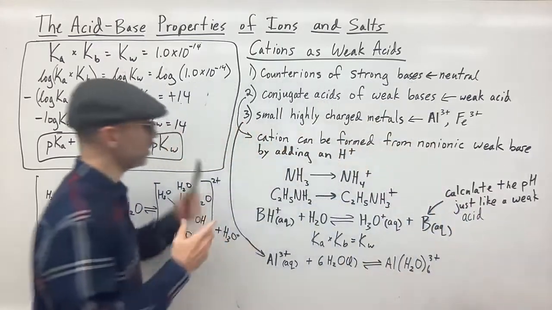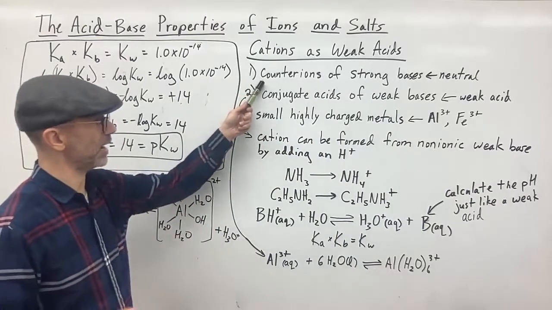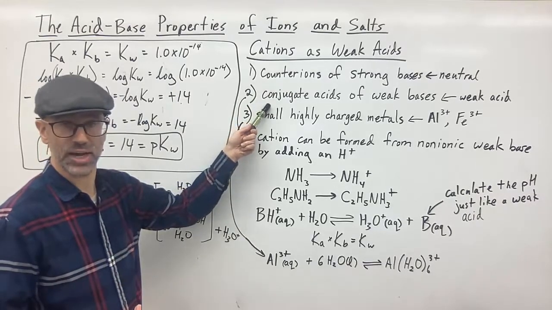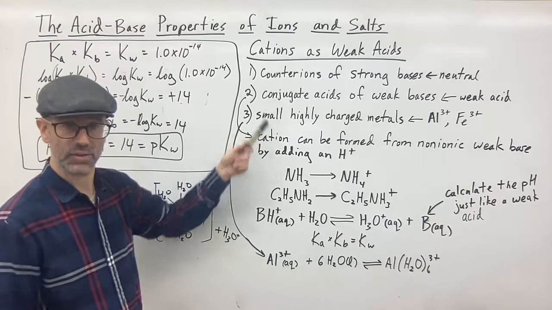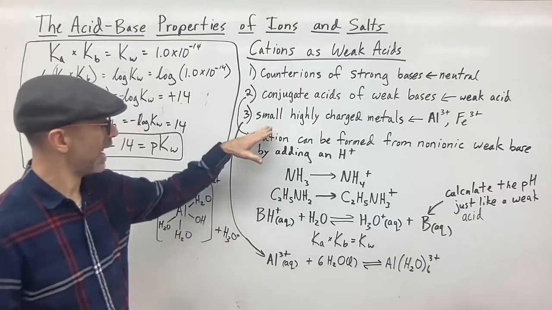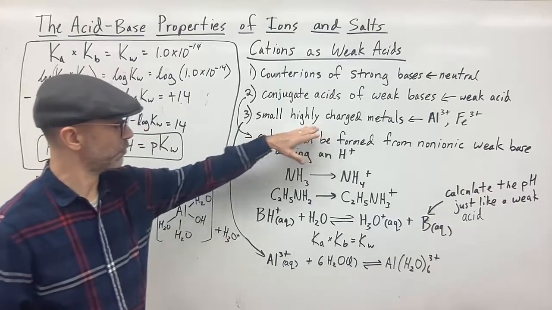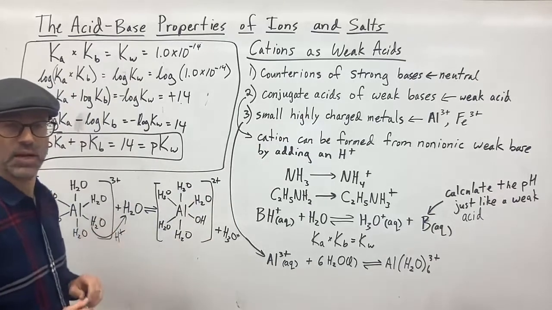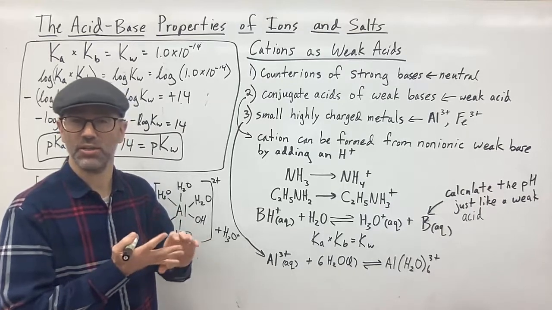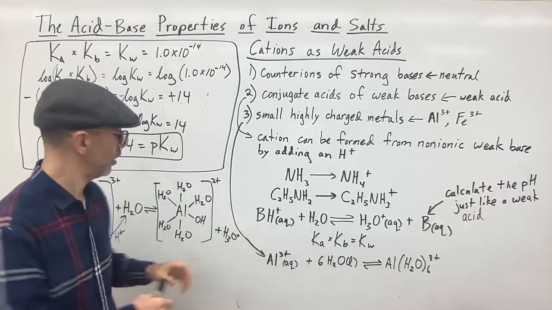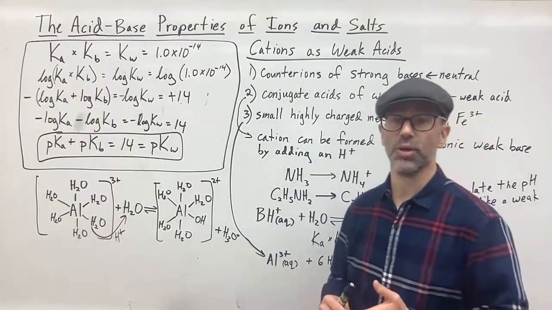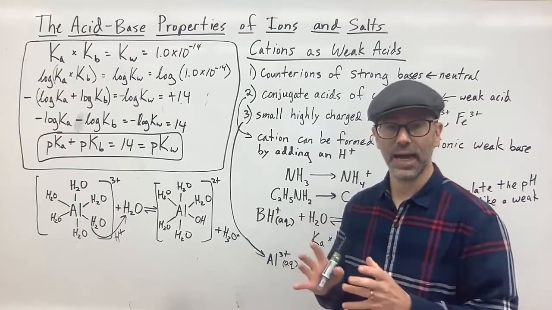So those are the 3 categories. So 1, you have counter ions that are conjugates of strong bases. Those are going to be neutral. Your cation could be the conjugate acid of a weak base, therefore it's going to be a weak acid. And then you have small, highly charged metals. And so any highly charged metal is going to do this sort of thing here. So your group 1 metals and your group 2 metals are not going to be doing this very much. So you won't see this sort of thing happening with group 1 or group 2 metals, but you will see it with other metals that are small and highly charged.